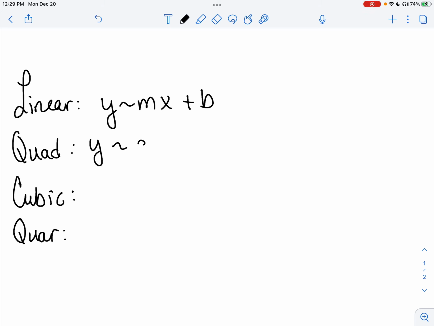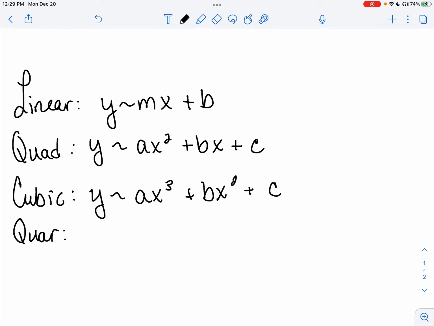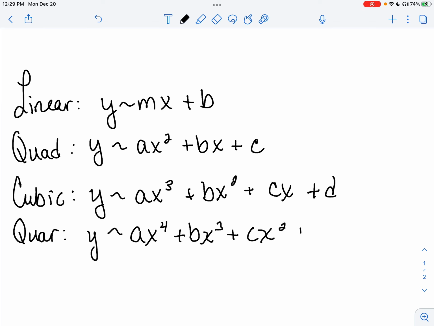Remember, quadratic is ax squared plus bx plus c. Remember, cubic is ax cubed plus bx squared plus cx and then plus d. And quartic is ax to the fourth plus bx to the third plus cx squared plus dx plus e.